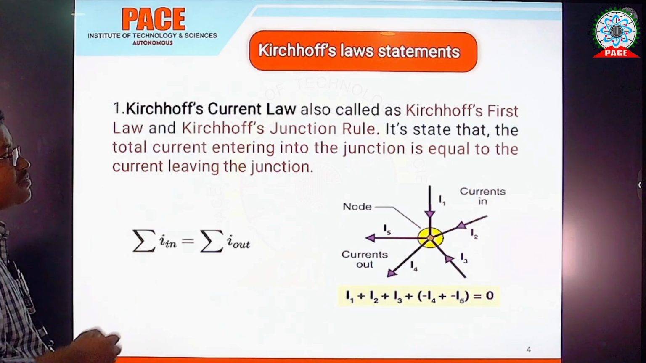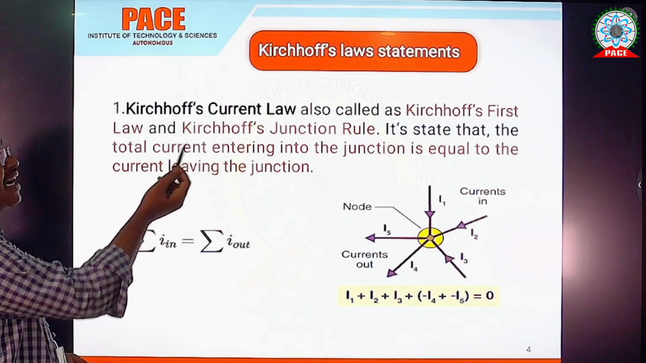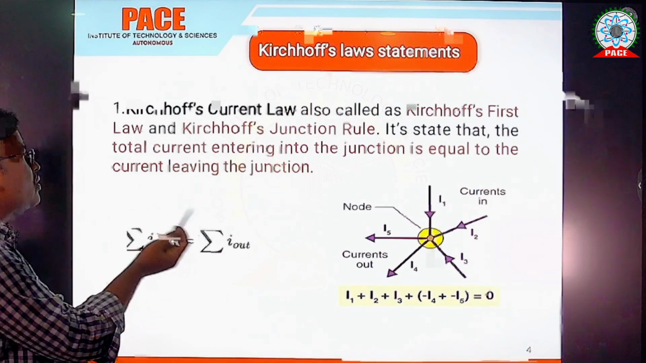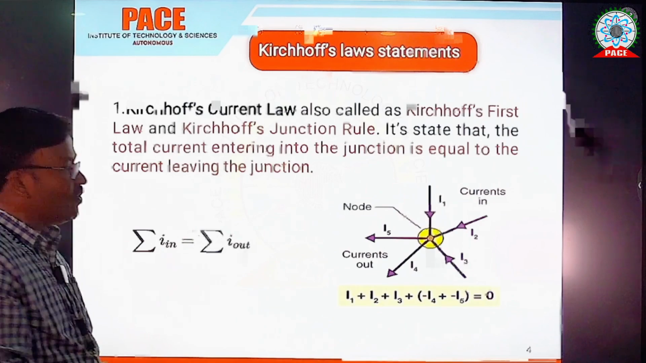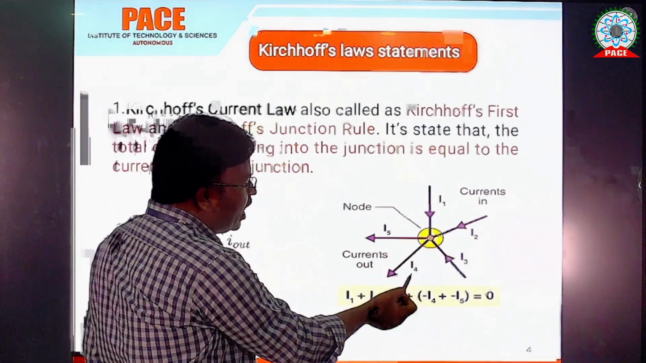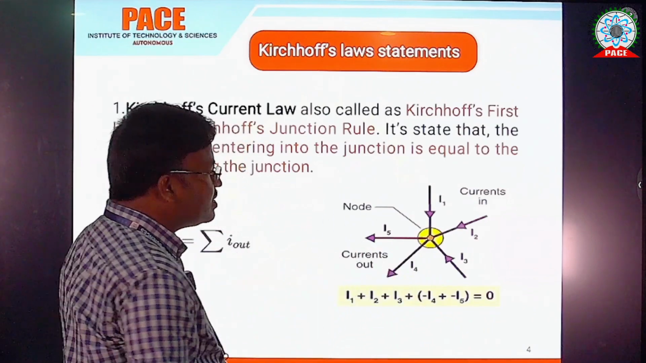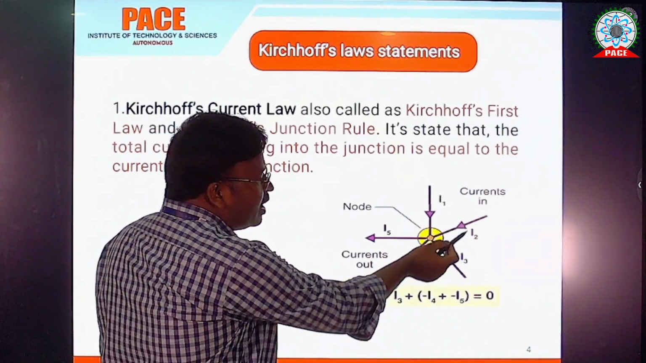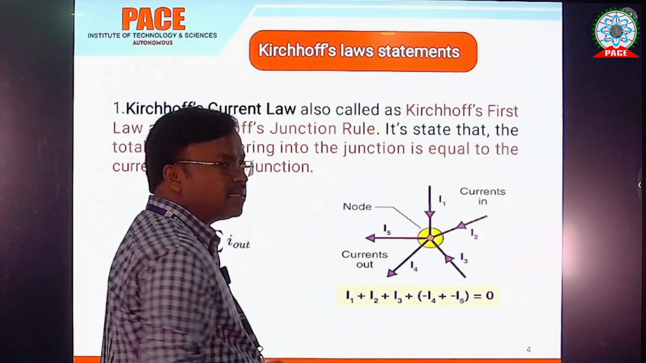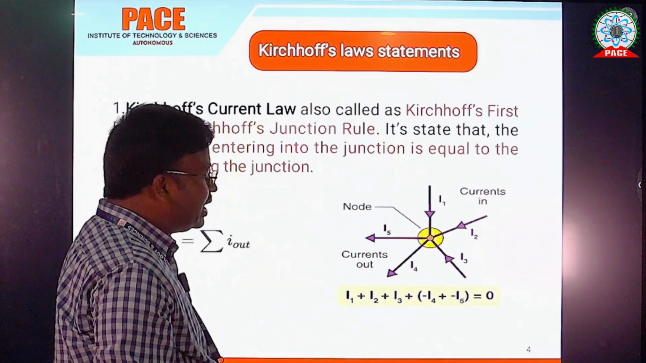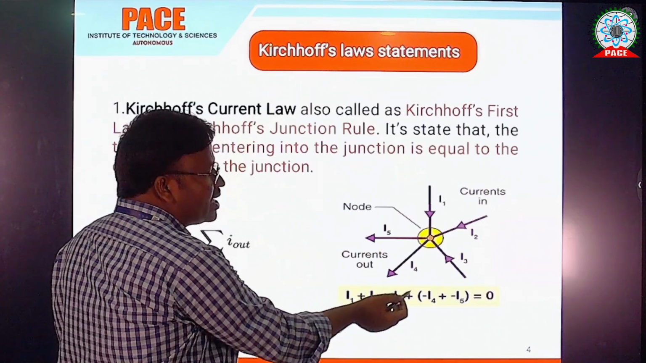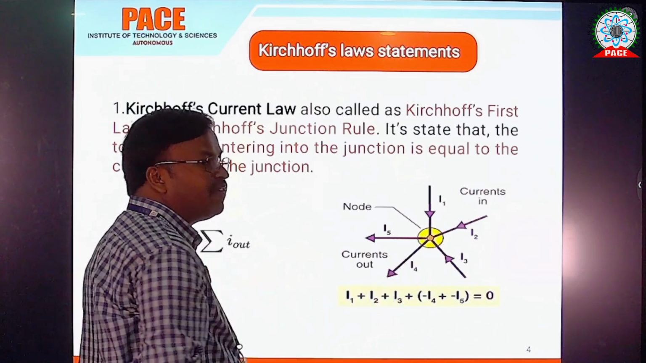Kirchhoff's current law states that the total current entering the junction is equal to the current leaving the junction. We take this diagram: I1, I2, I3, I4, I5 are the currents. I1, I2, I3 are entering the junction. I5, I4 are leaving the junction. So we can write the mathematical equation: I1 plus I2 plus I3 minus I4 minus I5 equals 0.